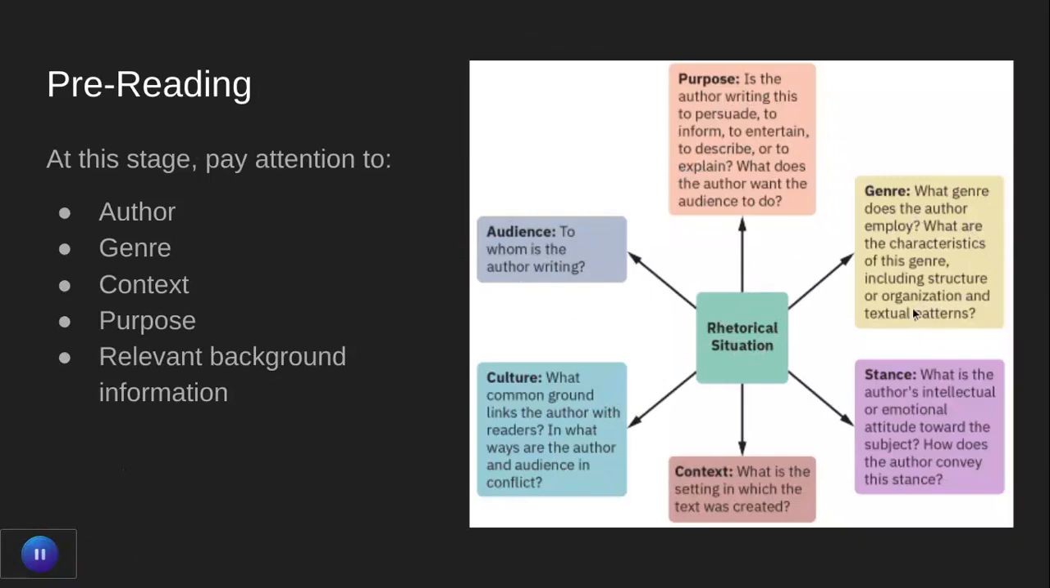What genre does this exist in, right? So for our purposes right now, we're looking at short stories. So we know we're not getting into a novel. We know we're not reading poetry right now. So we kind of know what to expect if we pay attention to things like genre and context.